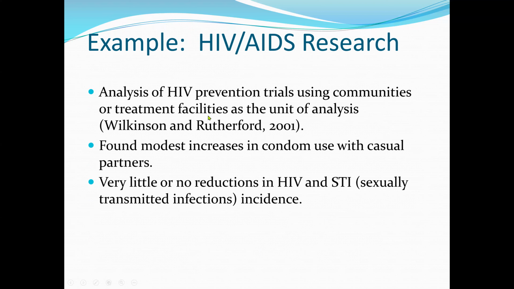So an example given here is the analysis of HIV prevention trials using communities. In this case, we are using the communities and also treatment facilities as the unit of analysis. The study was done in 2001. They found a modest increase in condom use with casual partners. So this is a very little or no reduction in HIV and STI incidence, again, which means new cases.